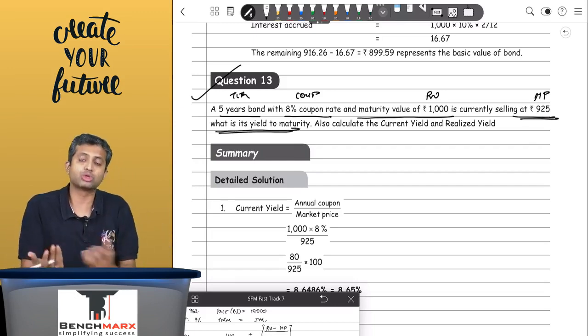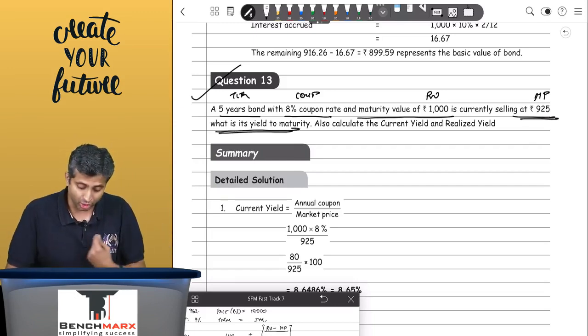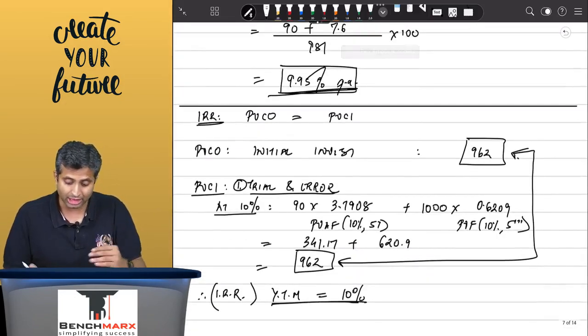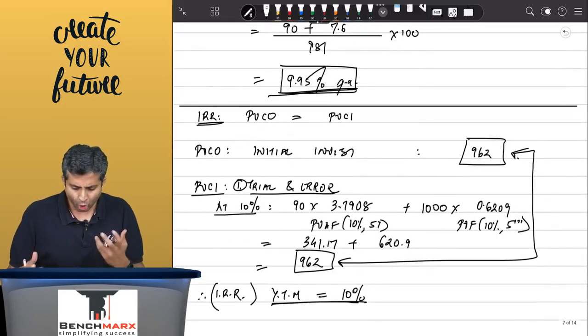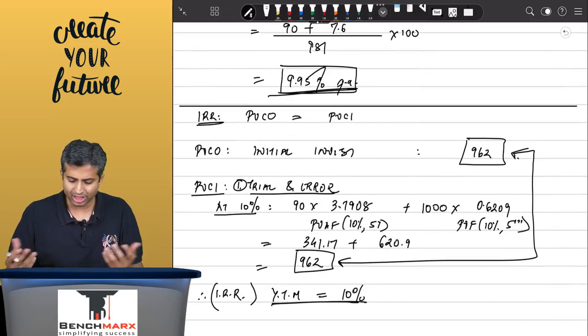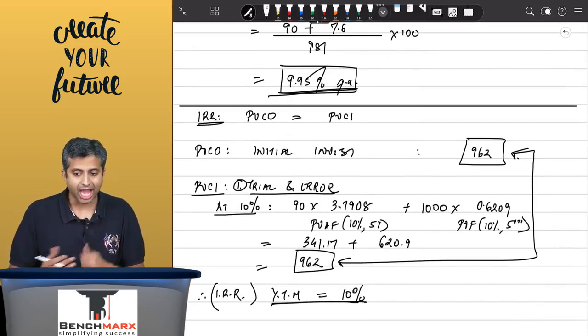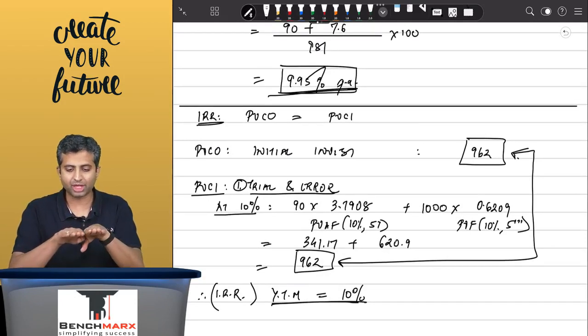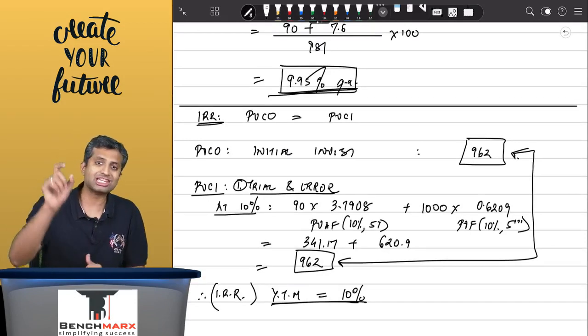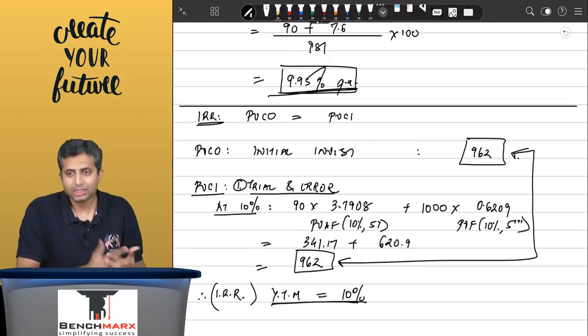So the question is asking yield to maturity, in which case the discount factor is not given, and the discount factor can be calculated using the trial and error method. Over here you will start at a random starting point. For example, over here you started at 10%, and coincidentally your present value of cash outflow becomes equal to the present value of cash inflow, and hence that 10% is the IRR. That is the yield to maturity.